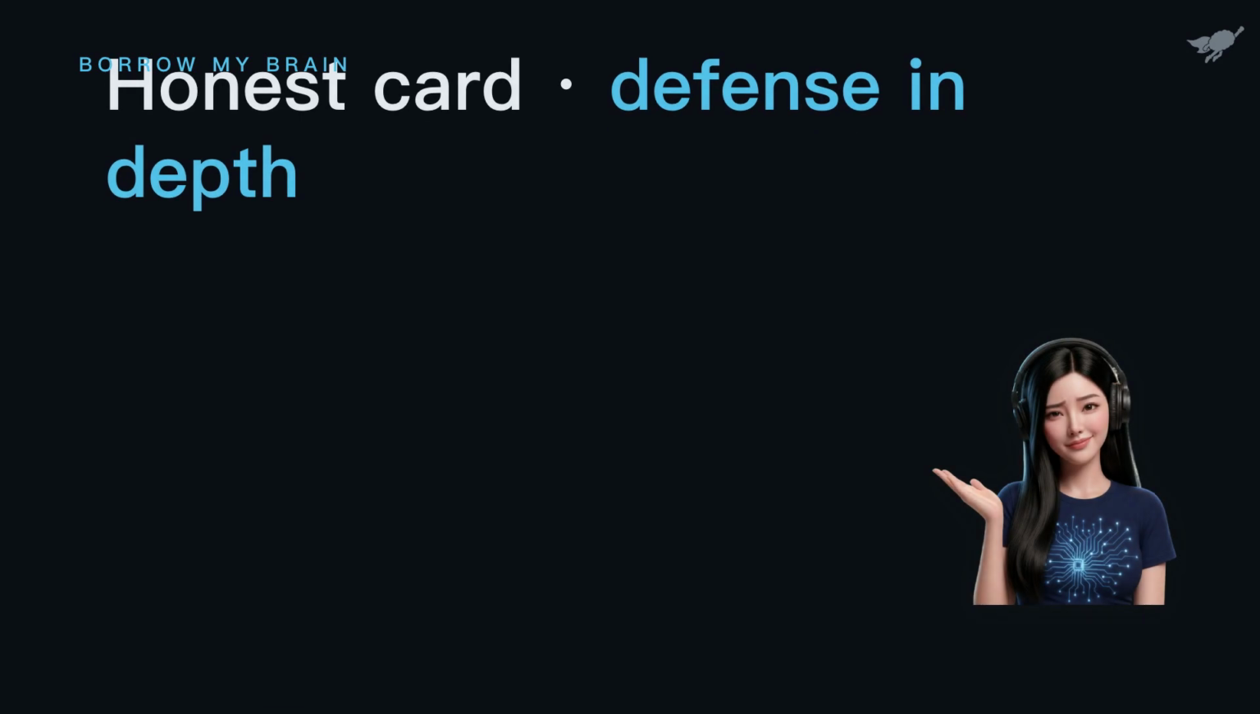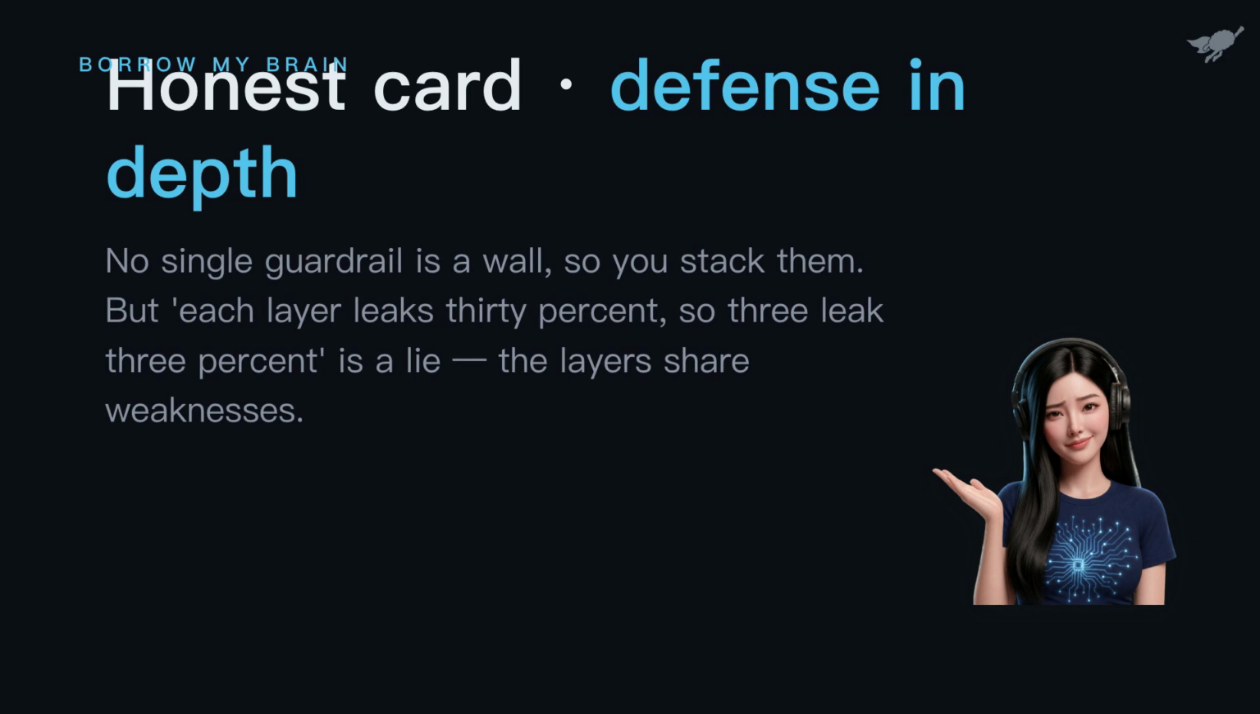Part 4, and it's another honest card. Defense in depth. No single guardrail is a wall, so you stack them. An input classifier, a hardened system prompt, an output scanner. And here comes a really tempting piece of arithmetic. Each layer lets 30% through. Stack 3 of them, and isn't that 0.3 cubed, about 3% getting through?